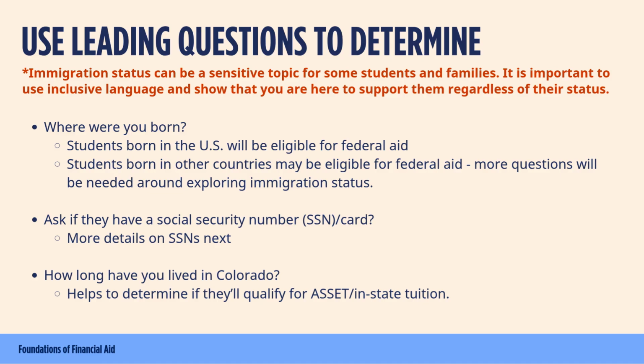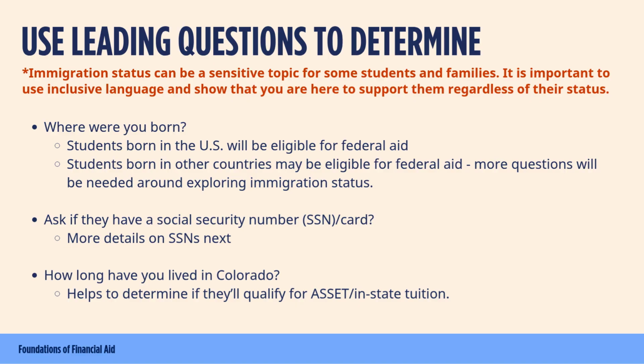One thing that you can do is use the job aid that we just looked at and have the student look over it to figure out which immigration status applies to them. Other questions that you can ask your student is, where were you born? The reason you would ask this is because students born in the US will generally be eligible for federal aid. There are only some very narrow exceptions where they wouldn't be. Students who were born in other countries may still be eligible for federal aid, so you'll need to ask some additional questions to explore what their current immigration status is.